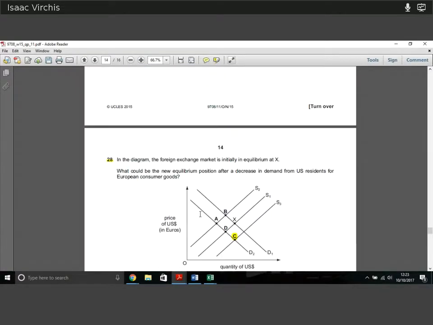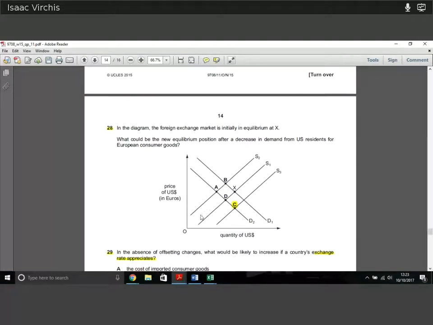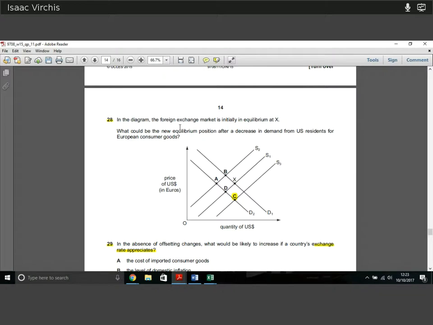Be careful of that. Question 28, some foreign exchange markets. What would be the new equilibrium position after a decrease in demand from US residents for European consumer goods? So when someone in the US demands a good from Europe, they demand euros, they change US dollars to euros in order to buy those goods.